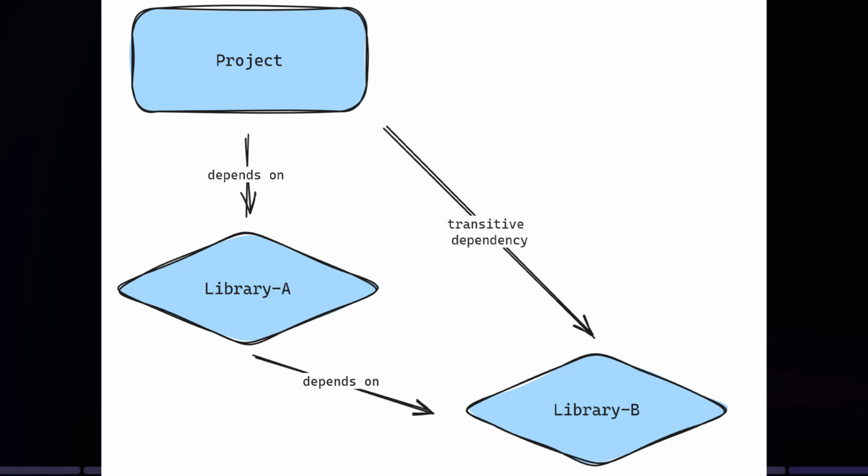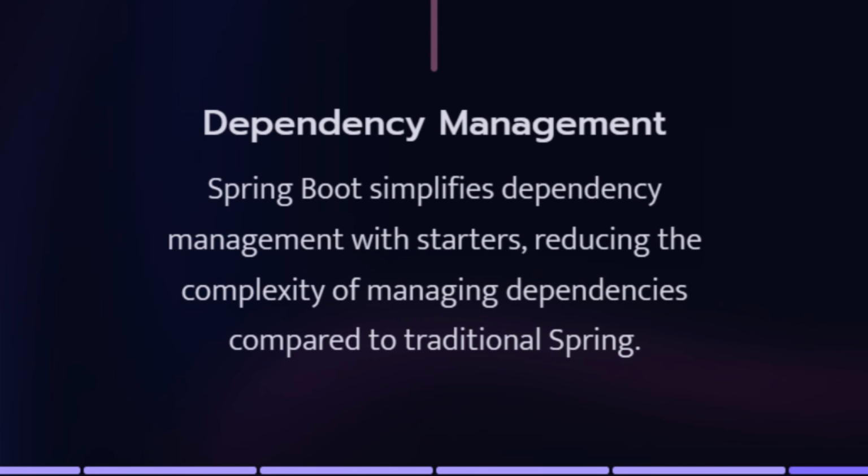Suppose when you are including a library, let's say library A, as a dependency in your project, that becomes a direct dependency. Now, if library A itself depends on another library, let's say library B, to function properly, then library B becomes a transitive dependency of your project. You haven't explicitly included library B in your project, but it is required for library A, which is a dependency of your project. So library B is transitively brought into your project. Managing such dependencies was a big pain for developers.